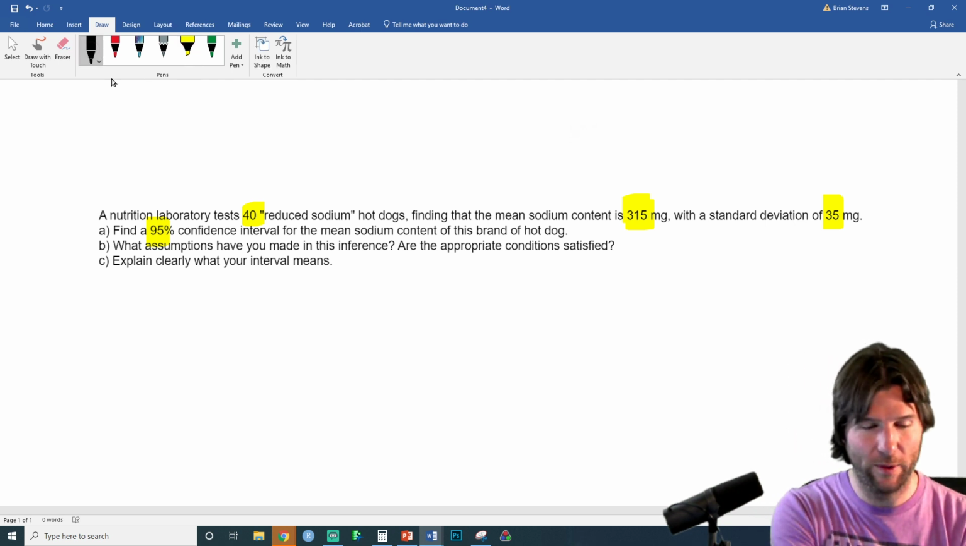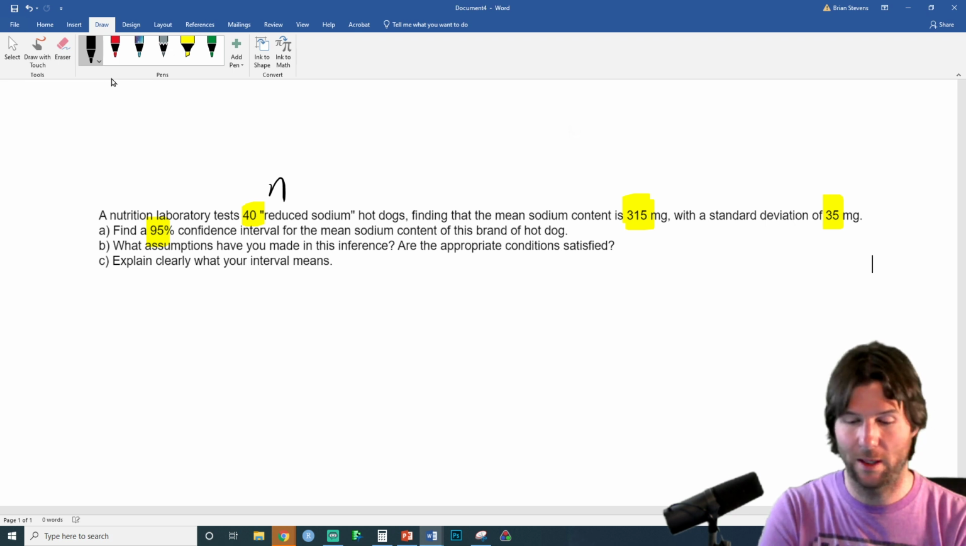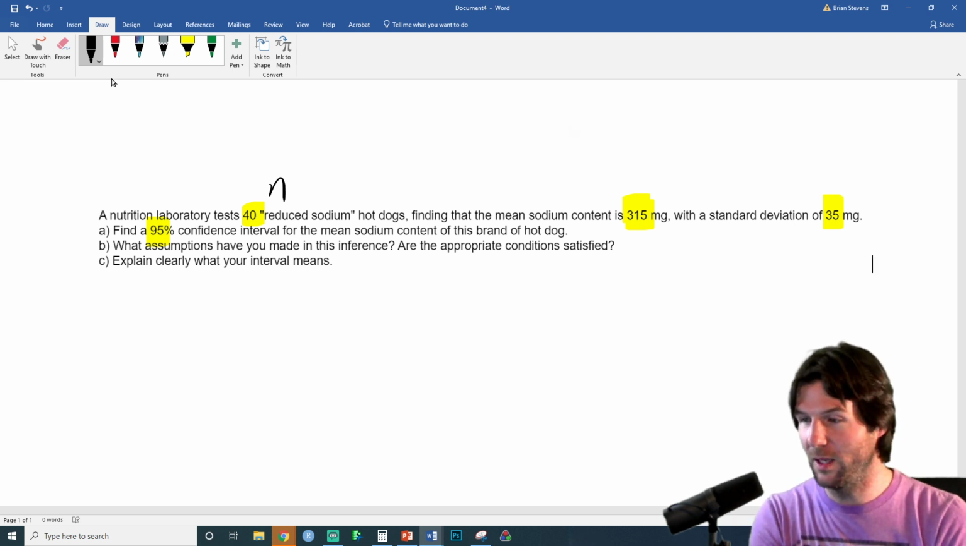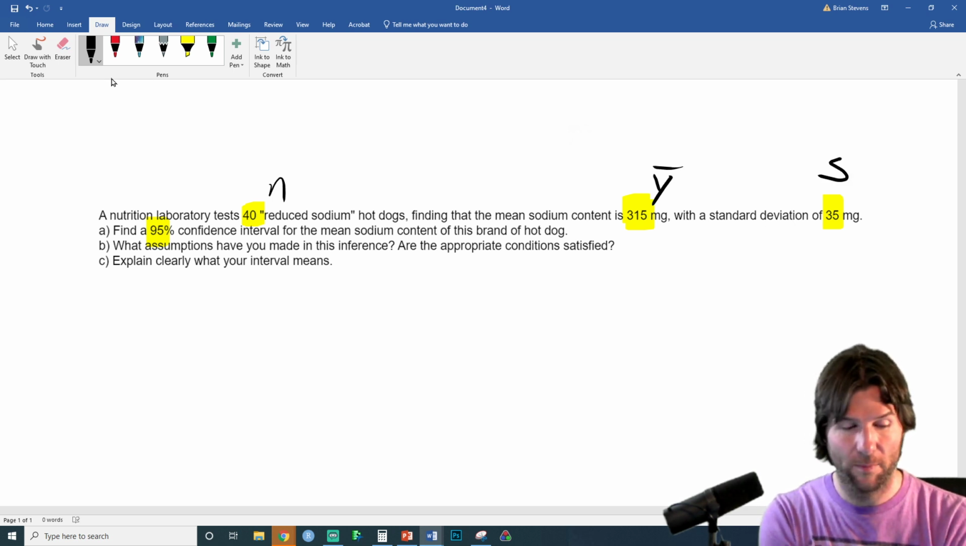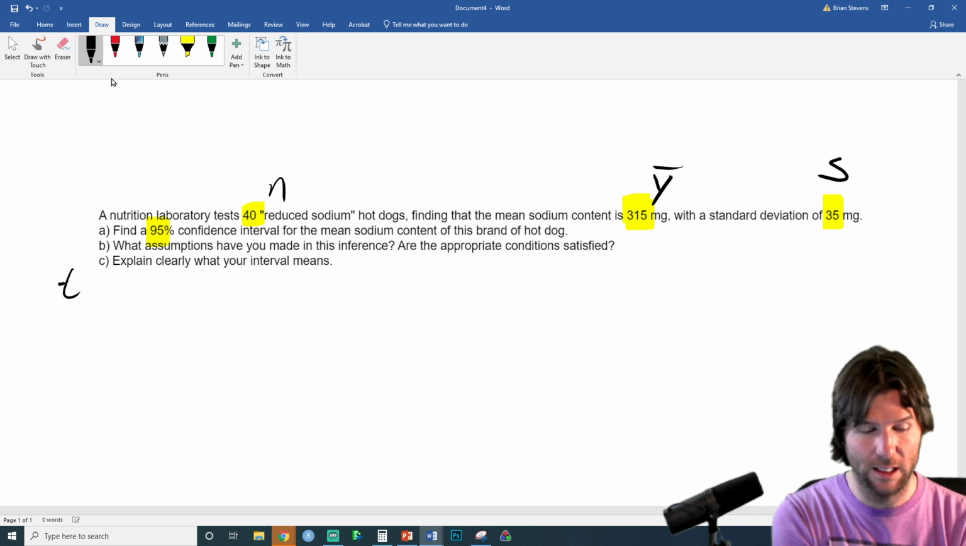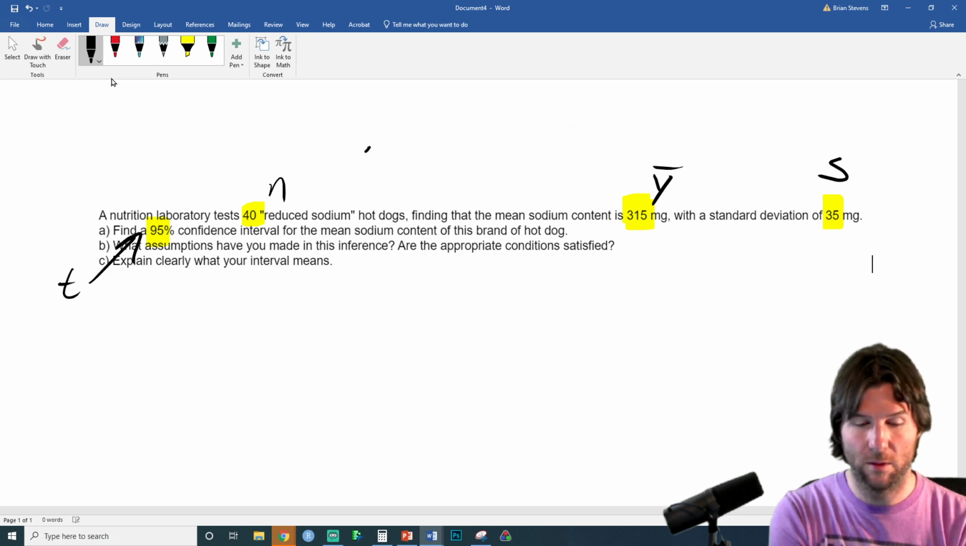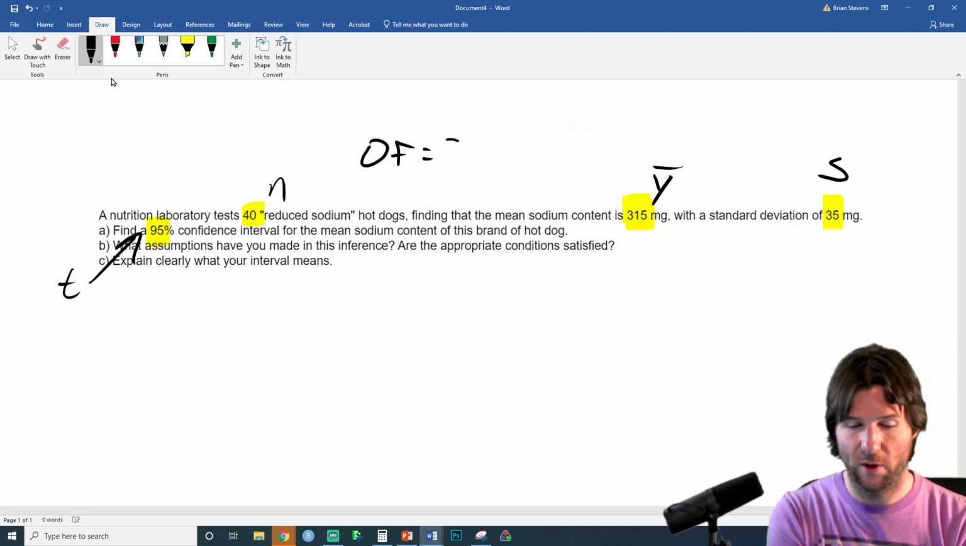N equals 40, cool, we got that right here. N equals 40, that's the sample size. I'll go ahead and do the mean. Nice job, y bar, you got the notation. And then we've got the standard deviation right here, and this is going to help us find the t-score, and then we know df equals 39.